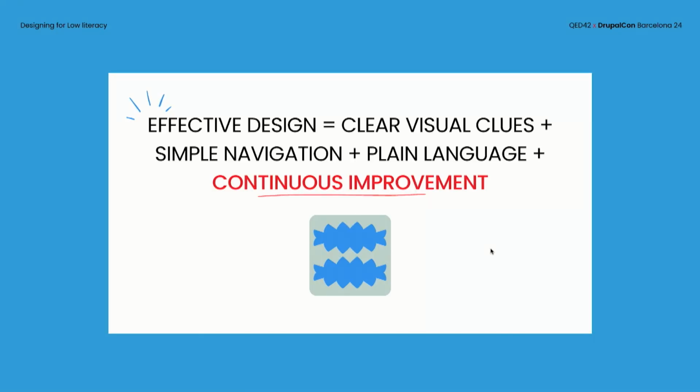So effective design can be clear visual cues, simple navigation, plain language, and I would say continuous improvement that you can do after testing. Even this design has gone for testing, and we will get the feedback. So this process is ongoing. We will have phase 3 again, and we just want a platform that is more inclusive and more safe for women. So we are on it.